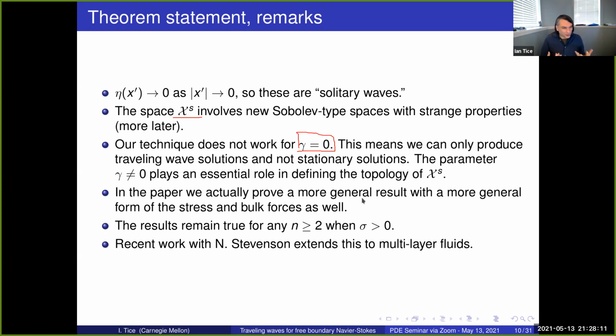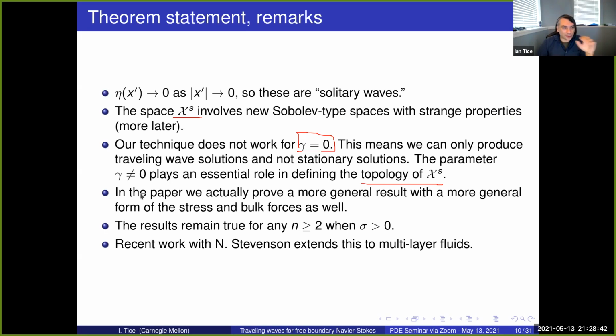So there's something a little bit strange about this and a little bit counterintuitive, but essentially what I'm going to attempt to tell you is that the traveling wave speed actually plays an essential role in defining the topology of this space XS. And if you were to set gamma to be zero, then the topology would change in a way that will prohibit us from producing solutions. And so really the fact that the waves are traveling is an essential feature about their construction.